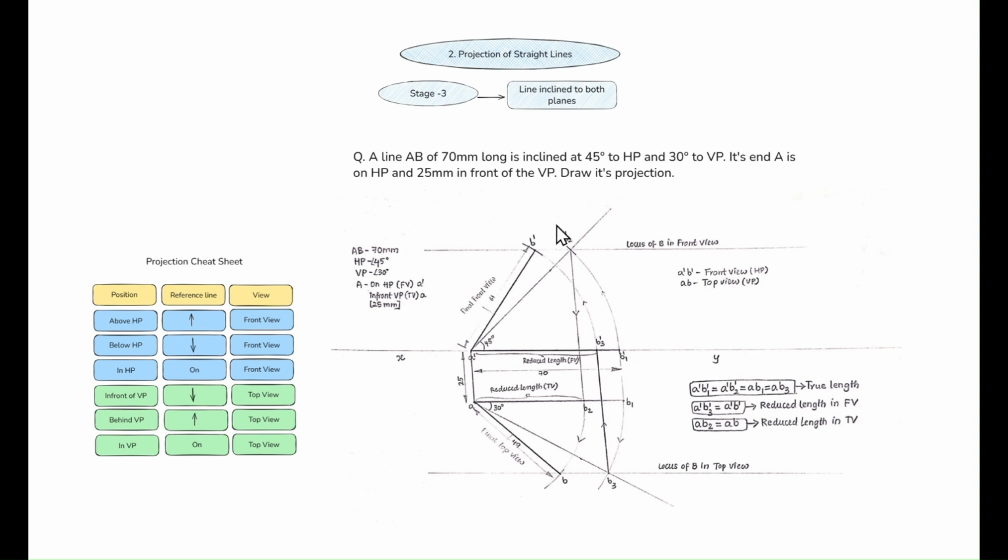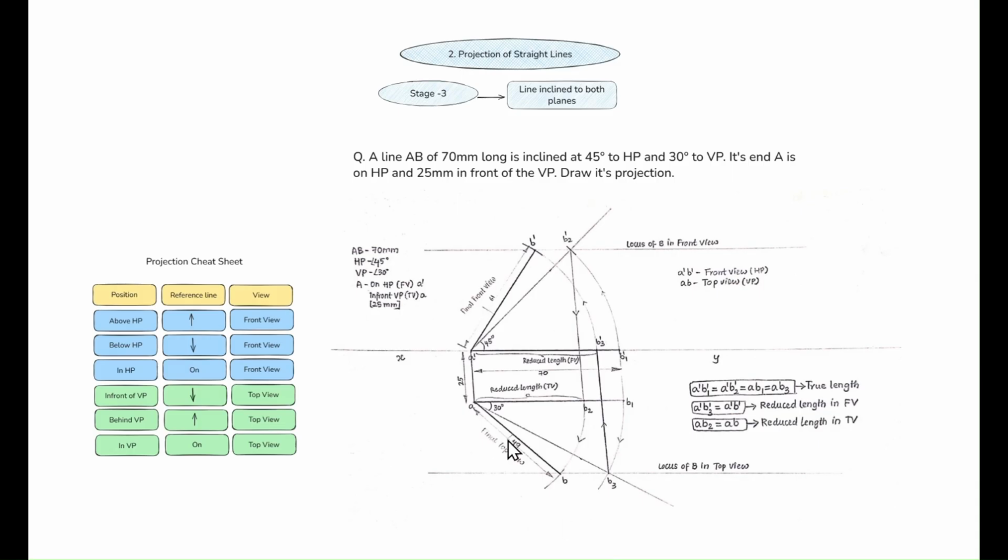From A dash to B dash, you can see this is the final front view, and A to B will be our final top view. That's it. This is how we need to make the diagram. You might be wondering, how do I understand this? I have to mention one more thing. You can see this A dash and B dash. These are front views and AB is the top view.